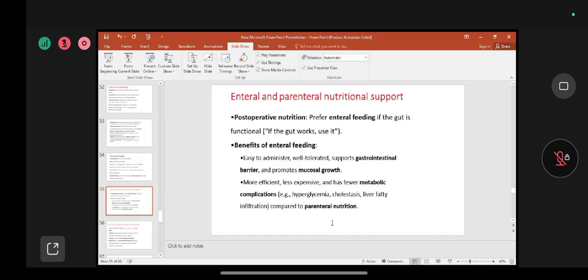Enteral and parenteral nutrition support. Post-operative nutrition preferably is enteral feeding. If the gut is functional, then we use enteral feeding. Benefits of enteral feeding: easy to administer, well tolerated, supports the gastrointestinal barrier, and promotes mucosal growth. It is more efficient, less expensive, and has fewer metabolic complications like hyperglycemia, cholestasis, and fatty liver as compared to parenteral nutrition.